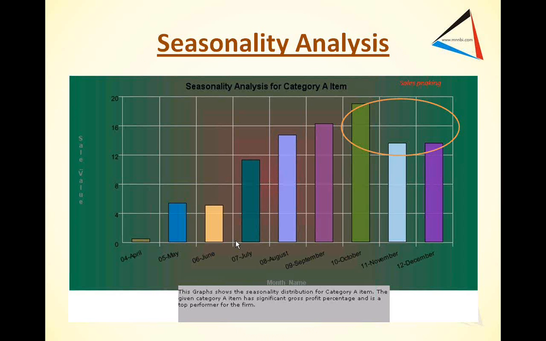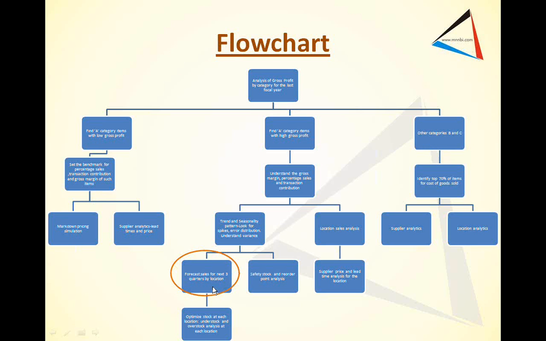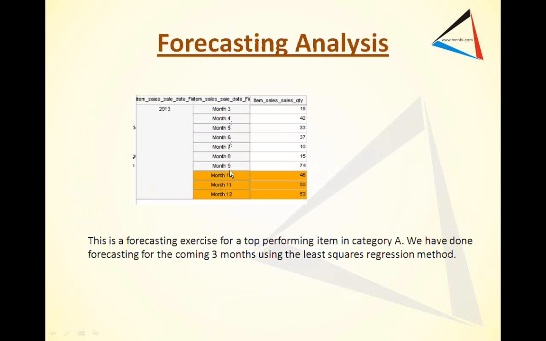Then we look at trend and seasonality. So you can see that for this particular category A item, we did it for 145 by 70. The sales peaking takes place in the fourth quarter. Then we look at the forecast for the next 3 months. So this is our total sales, and this is our forecasted sales for the next 3 months. Here we have used the least square regression method to forecast for the next 3 months.